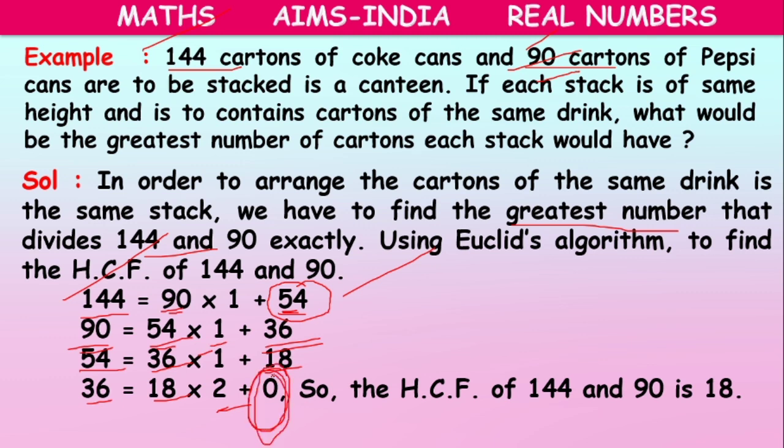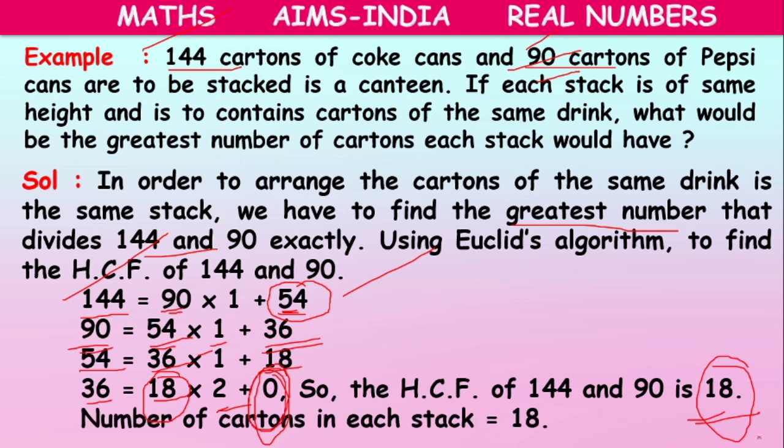When we are dividing with 18, the remainder is 0. So the HCF is 18. So the number of cartons in each stack, in each group, should be 18. Like that we have to arrange.